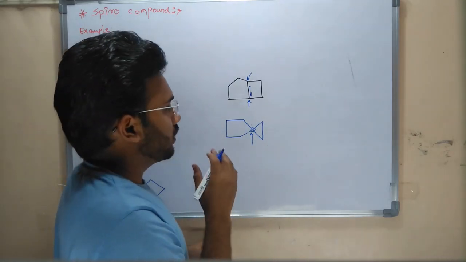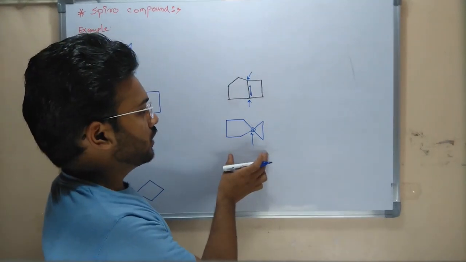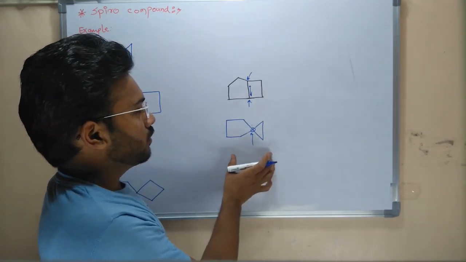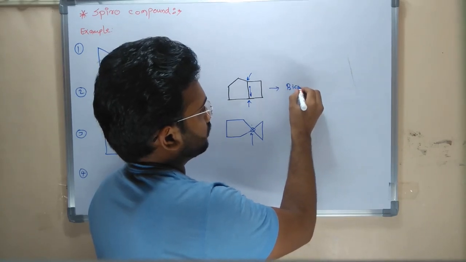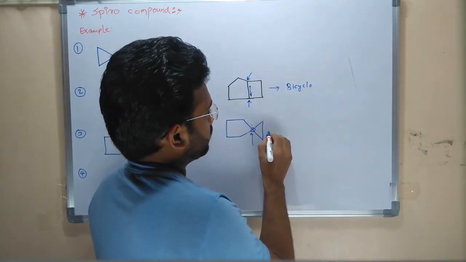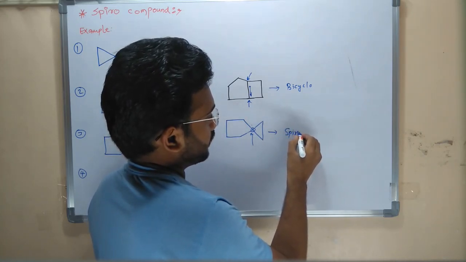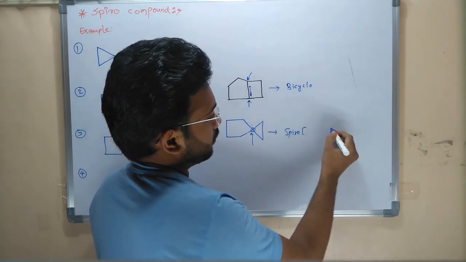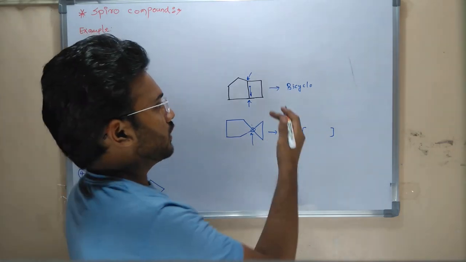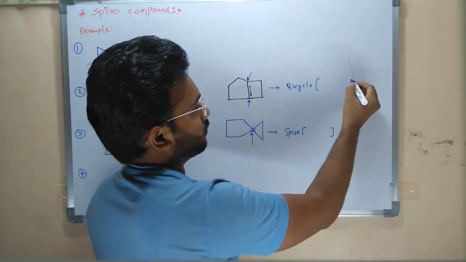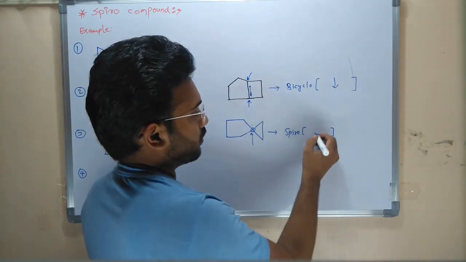Now next is how to write the IUPAC nomenclature of these spiro compounds. This is similar to the bicyclo compounds, but in the bicyclic we write the prefix bicyclo, while in the spiro compounds we have to write the prefix spiro. Next you have to write the number of carbon atoms in the rings, and the numbers should be in increasing order. In the bicyclic we write the numbers in decreasing order, but in the spiro we have to write in increasing order.